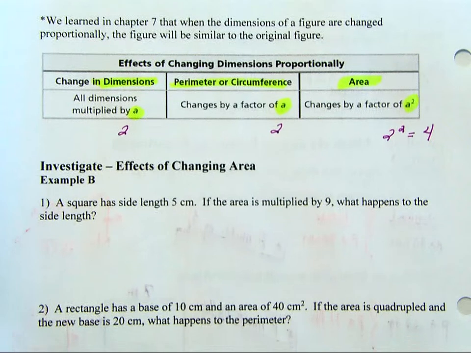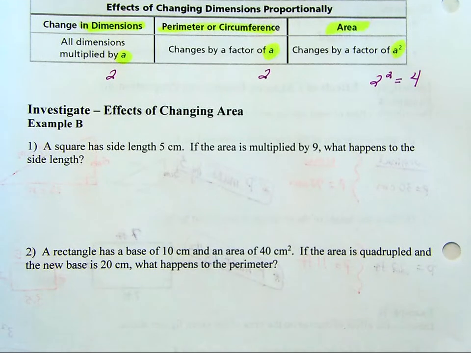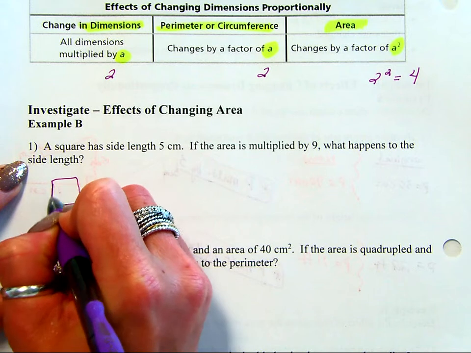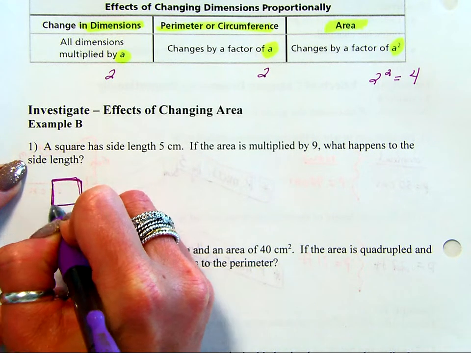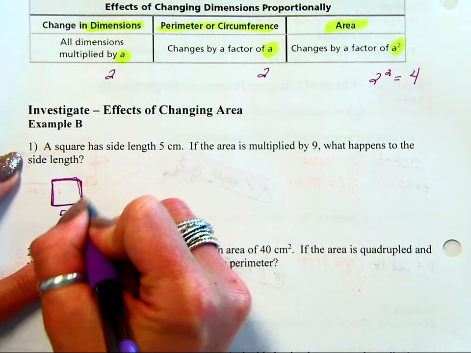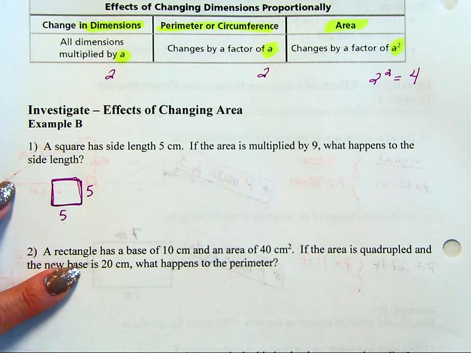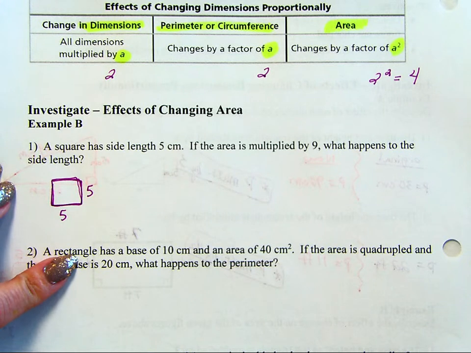Okay, let's take a look at a couple more examples. In question number 1, it says a square has a side length of 5 centimeters. If the area is multiplied by 9, what happens to the side length? What I would suggest is if these questions are a little bit difficult for you, sketch yourself a picture. So we have a square. That's not very good. And the side length is 5. Mine aren't going to be drawn to scale. It says if the area is multiplied by 9, what happens to the side length?